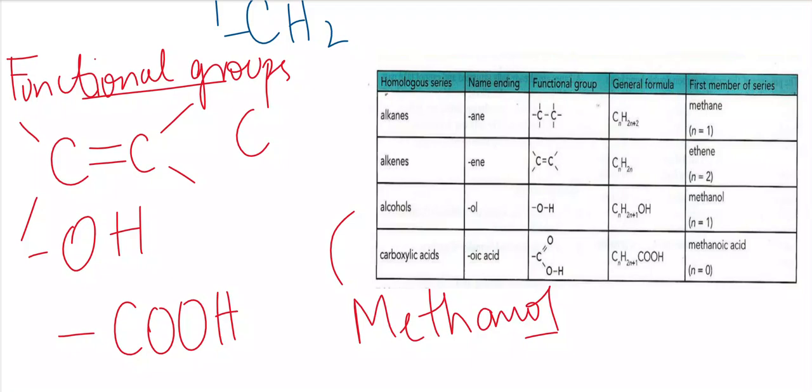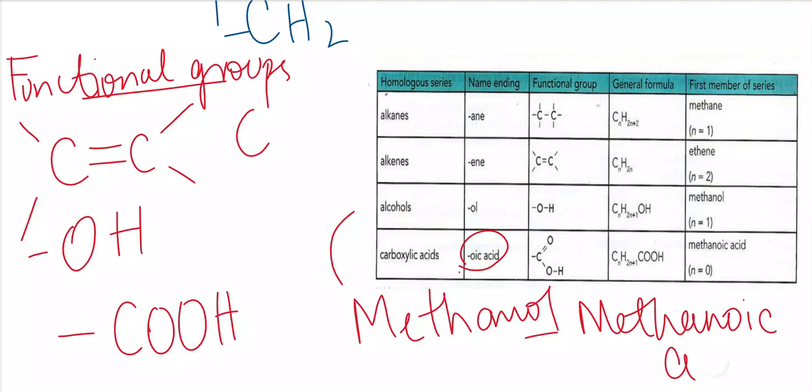And if we talk about the carboxylic acids, if any compound contains COOH as a functional group, you call it a carboxylic acid or oic acid. You can also call it an oic acid because the name ends with this. So we have methanoic acid, and we have ethanoic acid. Methanoic acid means just one carbon is present in it. Ethanoic acid means two carbon atoms are present there. So these are the homologous series of these compounds.